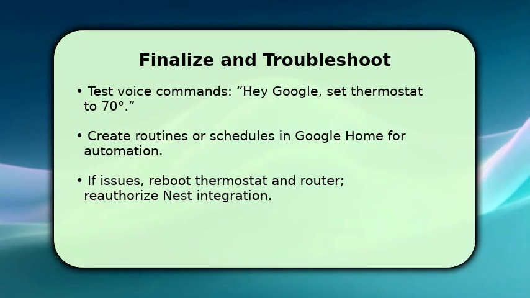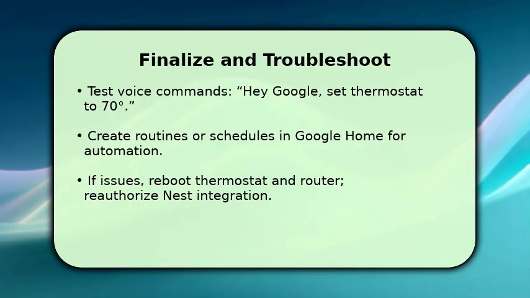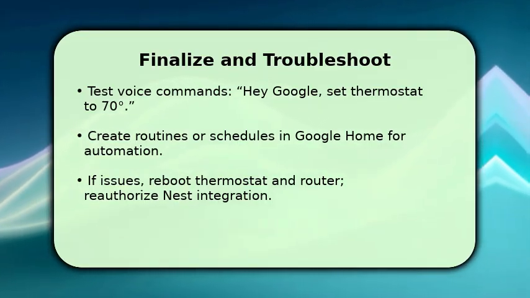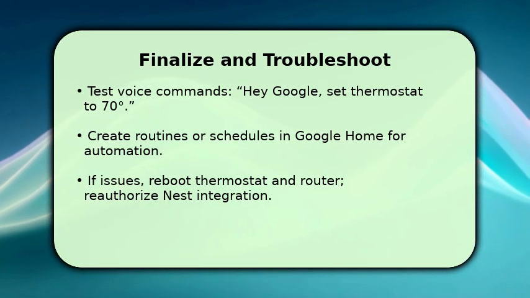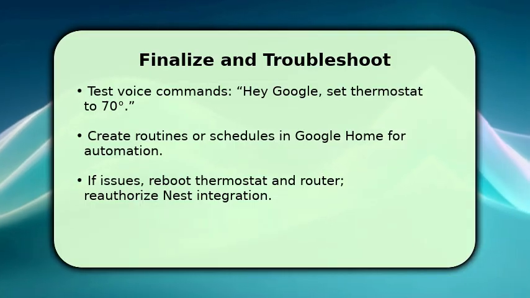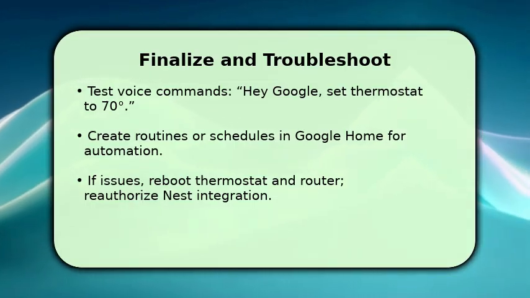Finish by testing control and setting automations. Say a test command such as, "Hey Google, set thermostat to 70 degrees," and observe the Nest respond. This confirms communication and account linkage. Next, create routines or schedules inside Google Home to automate heating and cooling based on time or presence.